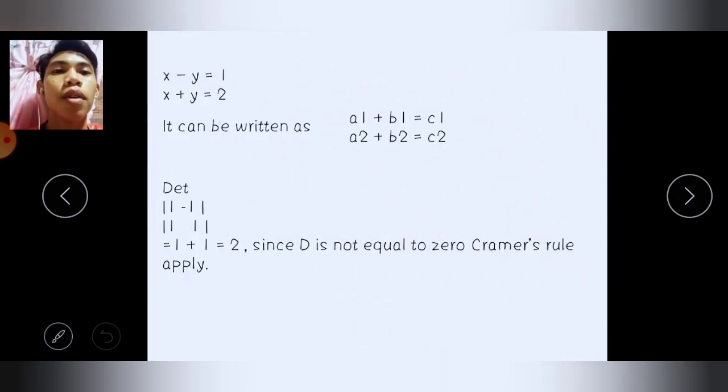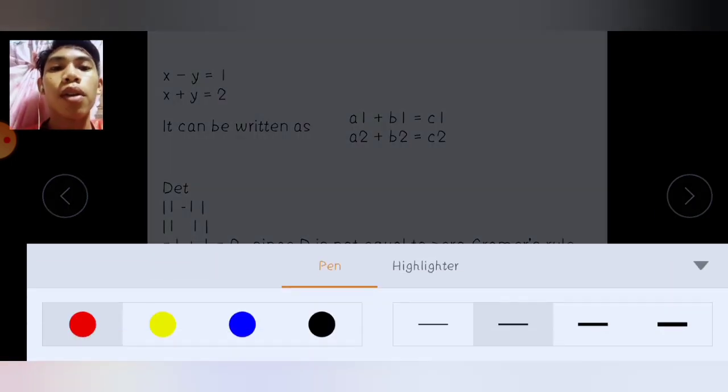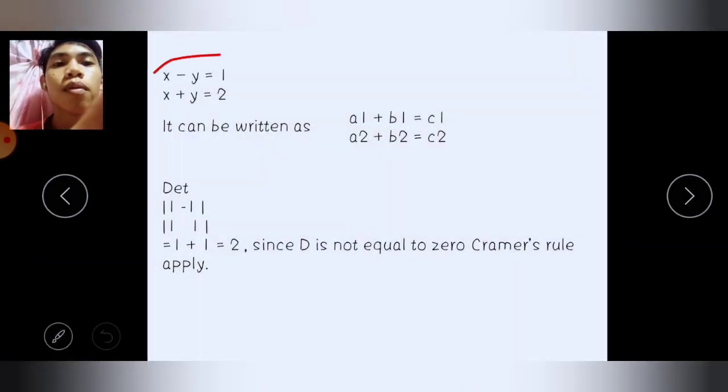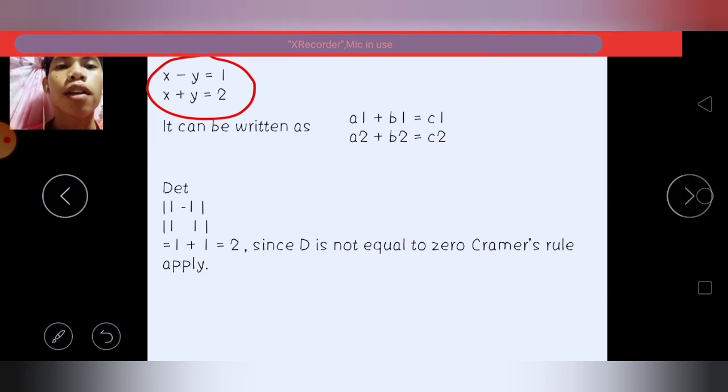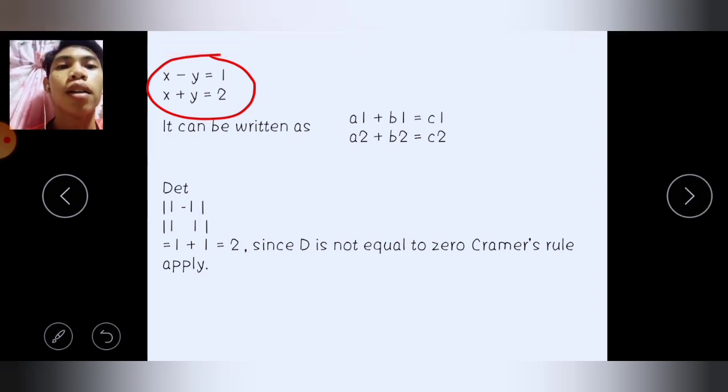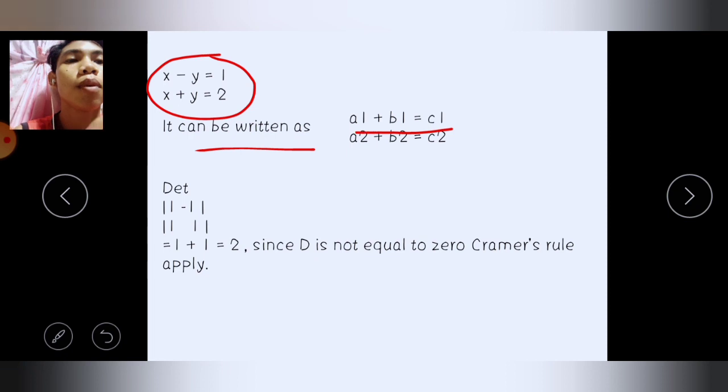So next, we have here an equation of x minus y equals 1 and x plus y equals 2, or it can be written as a1 x plus b1 y equals c1 for the first equation, and a2 x plus b2 y equals c2 for the second equation.